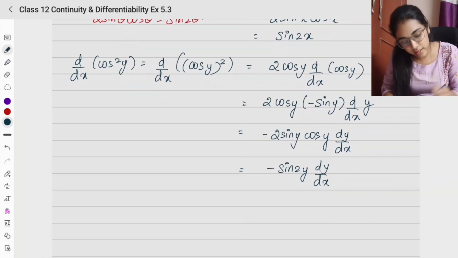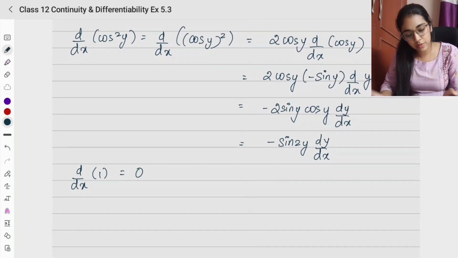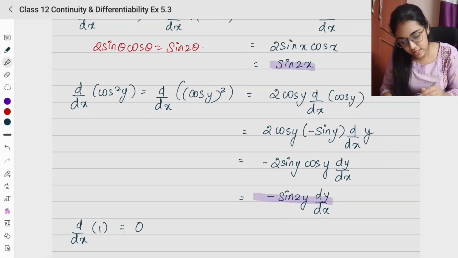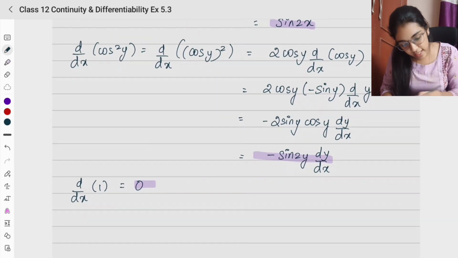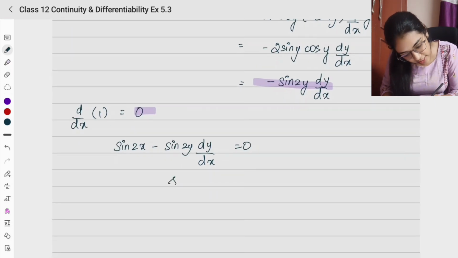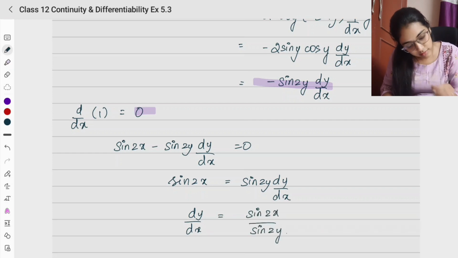What is on the RHS? There is 1. So, I have a constant, d by dx of 1 is equal to 0. Derivative of a constant is 0. When I consolidate everything, what do I have? Sin 2x from this term, and here I have this term. So, this is my LHS and RHS. So, I have sin 2x minus sin 2y dy by dx is equal to 0. So, taking one term to the other side, I have sin 2x is equal to sin 2y dy by dx. So, what is my dy by dx? Sin 2x divided by sin 2y. Okay?